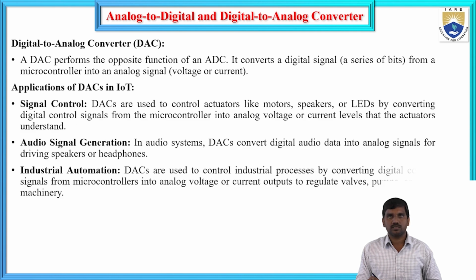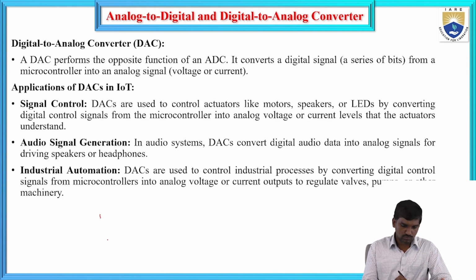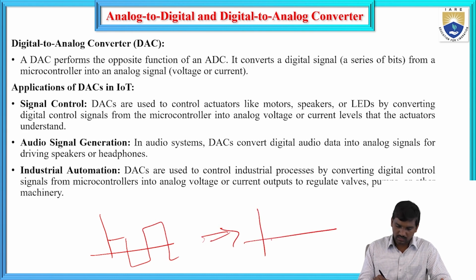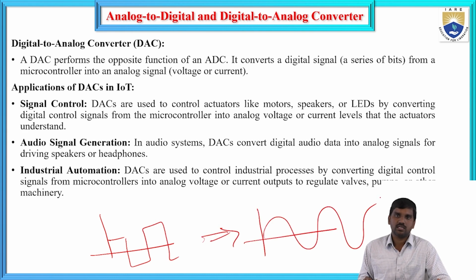Next, DAC, digital to analog converter. This is where a digital signal can be transformed into whatever the input signal was. This is the analog form.